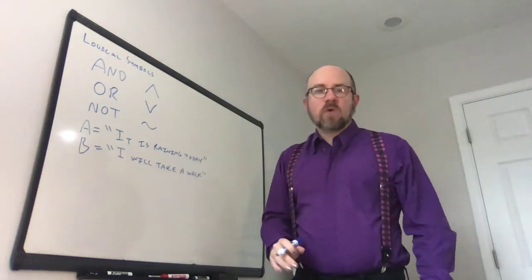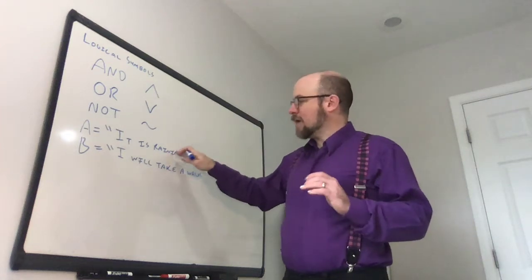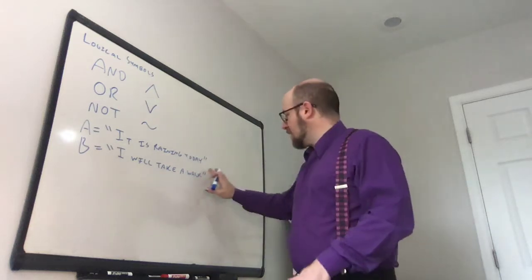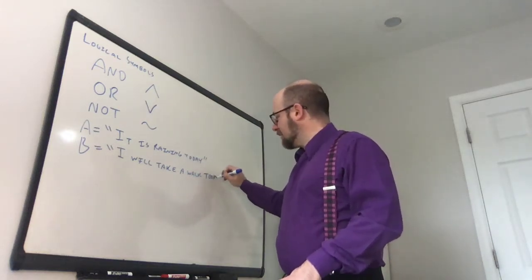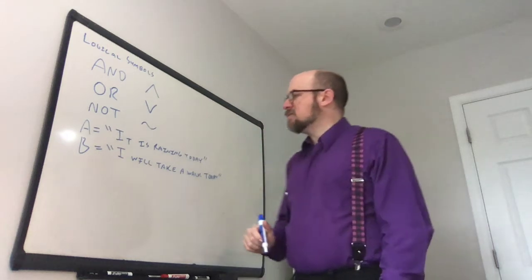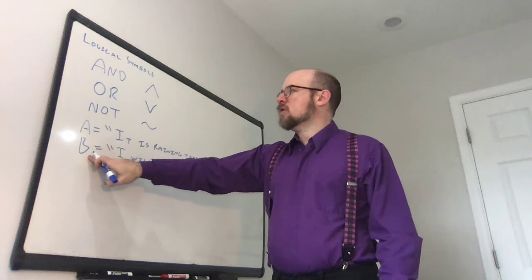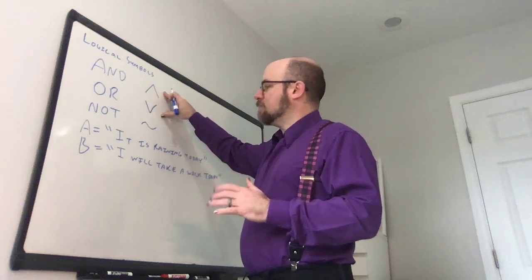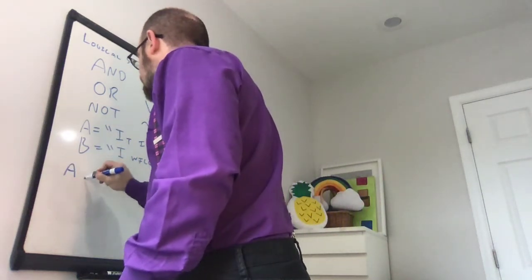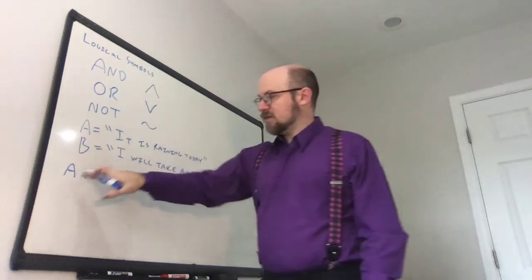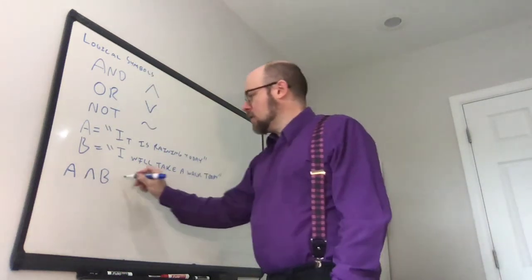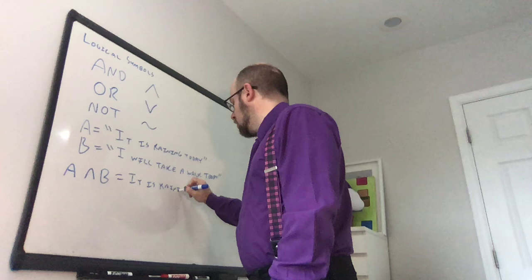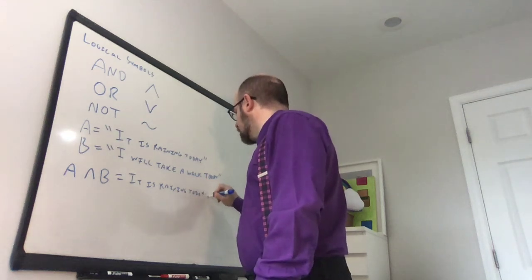So you can represent any logical statement. It is raining today is a logical statement. It's either true or false. I will take a walk today is also a logical statement, either true or false. Once we've written these as variables, we can write longer logical statements with shorthand using these symbols. So A and B would be the statement, it is raining today and I will take a walk.